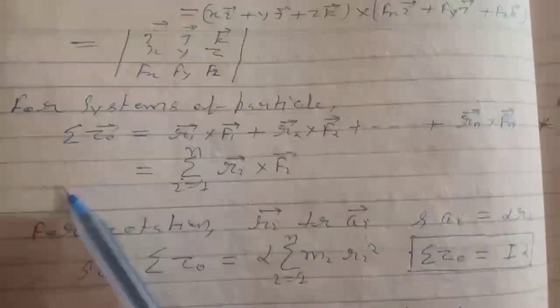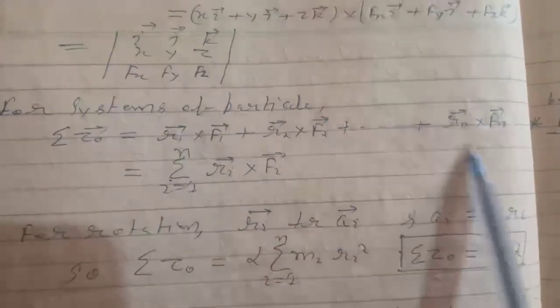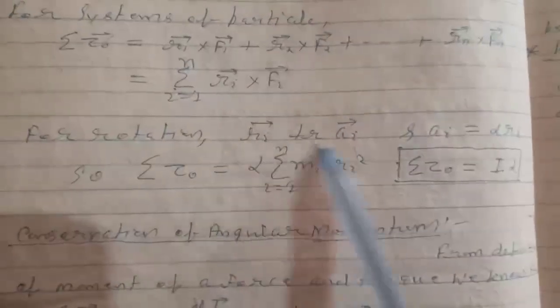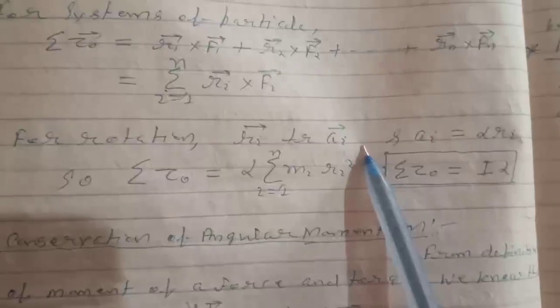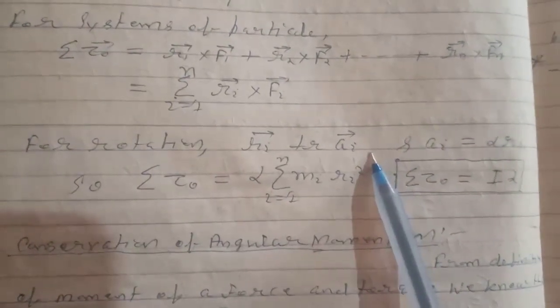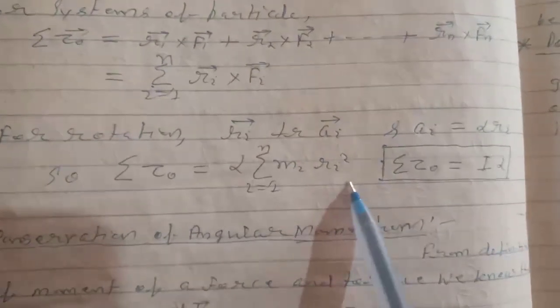For a system of particles, tau 0 equals r1 cross F1 plus r2 cross F2 plus up to rn cross Fn, or sigma i equals 1 to n of ri cross Fi. For rotation, ri is perpendicular to ai and ai equal to alpha ri, so sigma tau i equal to alpha into sigma i equals 1 to n of mi ri square, or sigma tau 0 equal to I alpha.